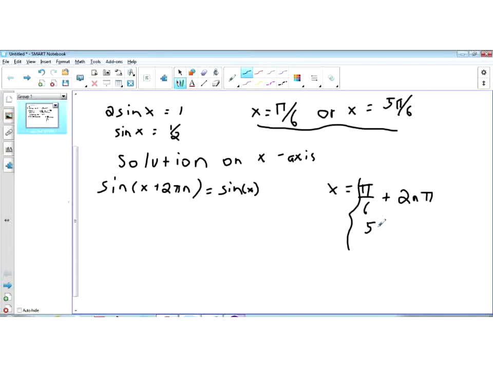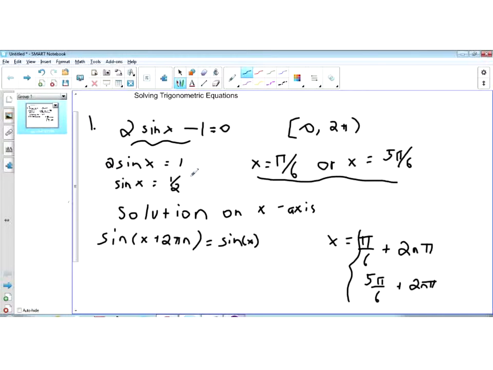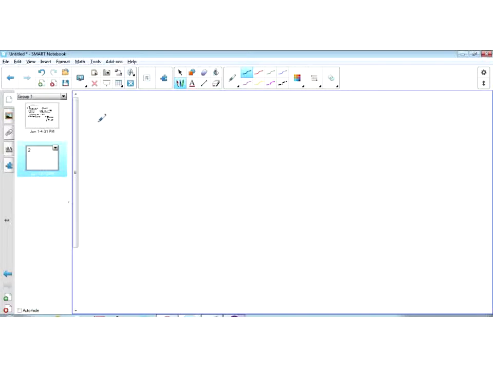We could have pi over 6 plus 2 n pi, or 5 pi over 6 plus 2 n pi. And you can plug in any integer you want for n, say like -4. If you add -8 pi to 5 pi over 6, that would be a solution to this equation as well, because of periodicity. All right, so let's do some more examples.